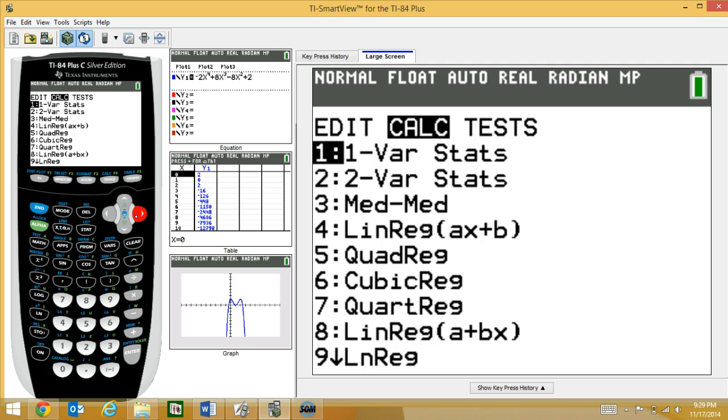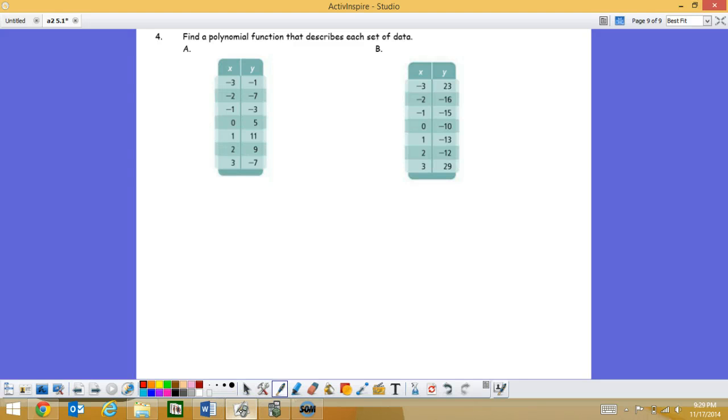We've done linear regression, we've done quadratic regression. There's also a cubic regression, which would be a third-degree polynomial, and a quartic regression, which would be a fourth-degree polynomial. Unfortunately, the calculator does not have capabilities to do anything higher than a quartic regression. So to determine which regression we want to run, the first thing we want to do is determine which set of differences ends up being constant.